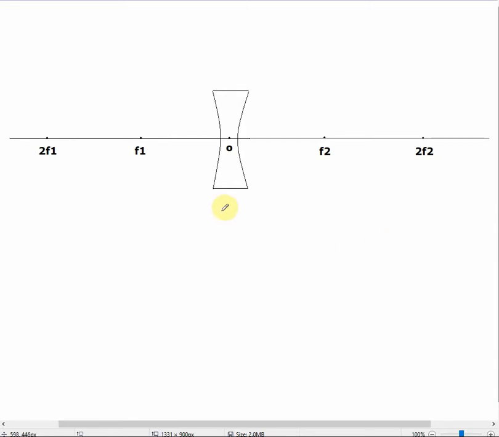So at first, in the first case we will place the object at infinity. Now object is at infinity means light rays coming parallel. All the light rays, the beam of light coming, are parallel to themselves. Also we will take the light as parallel to principal axis. This is the first case.